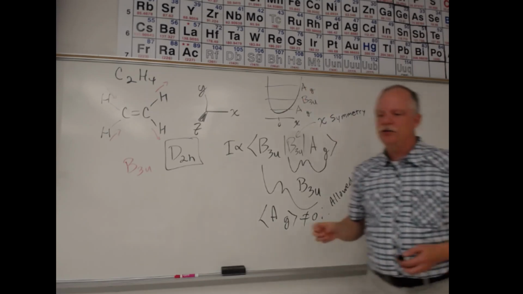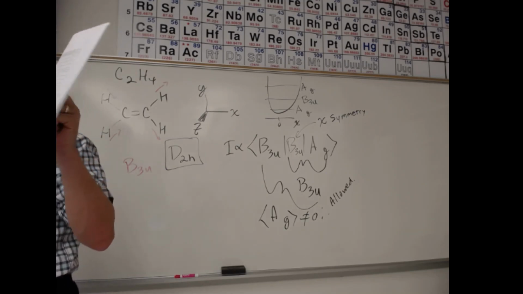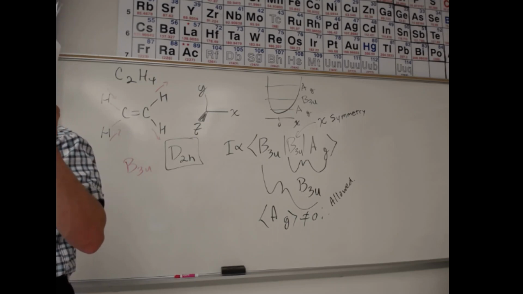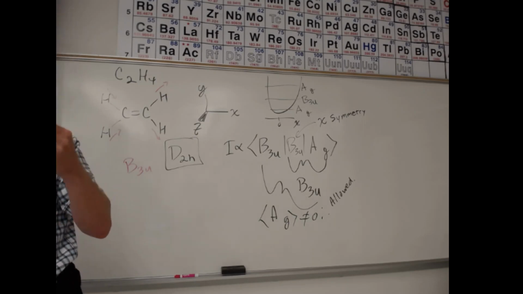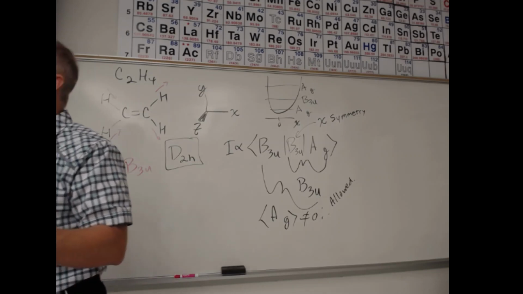In some molecules, you have A1 and A2 with gerade and ungerade. So in D6H, so for benzene, that's on the next page. Because you have A1s and A2s, you have to distinguish between the two. That's what I was thinking. I didn't realize that in D2H you didn't have the 1s and 2s. You just have A.